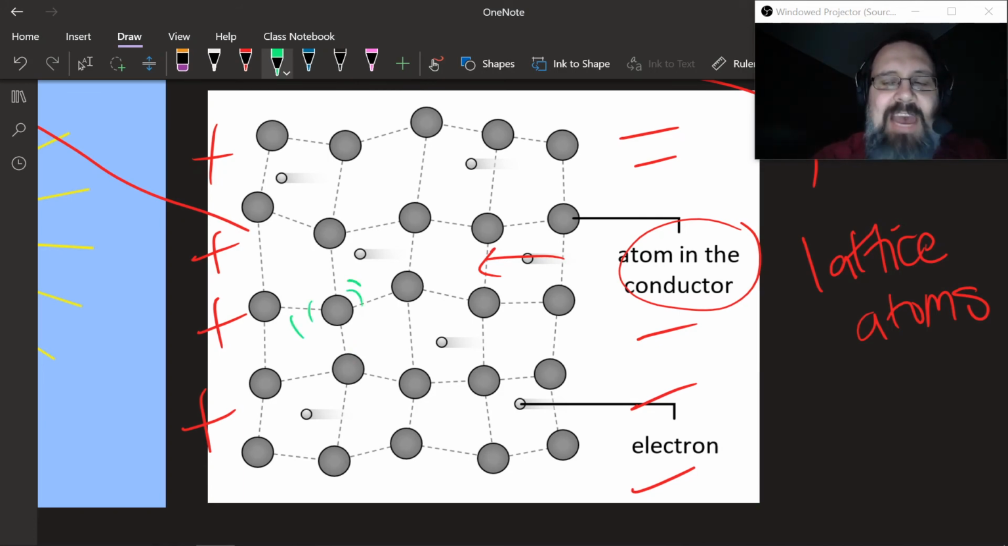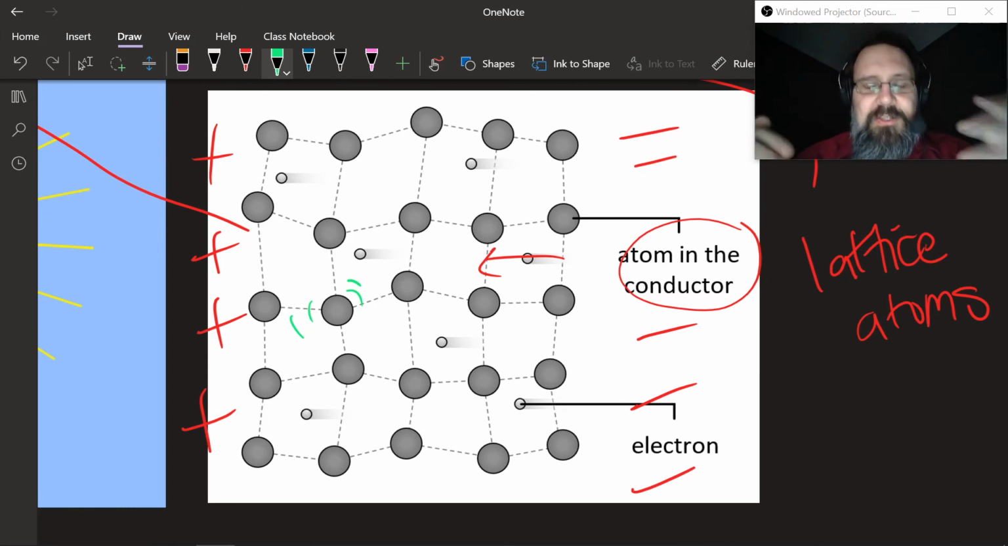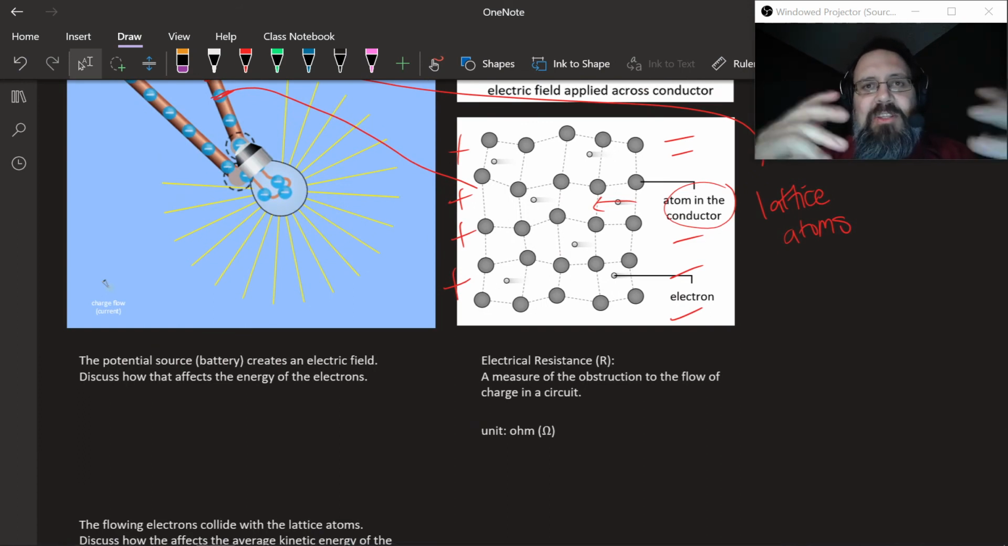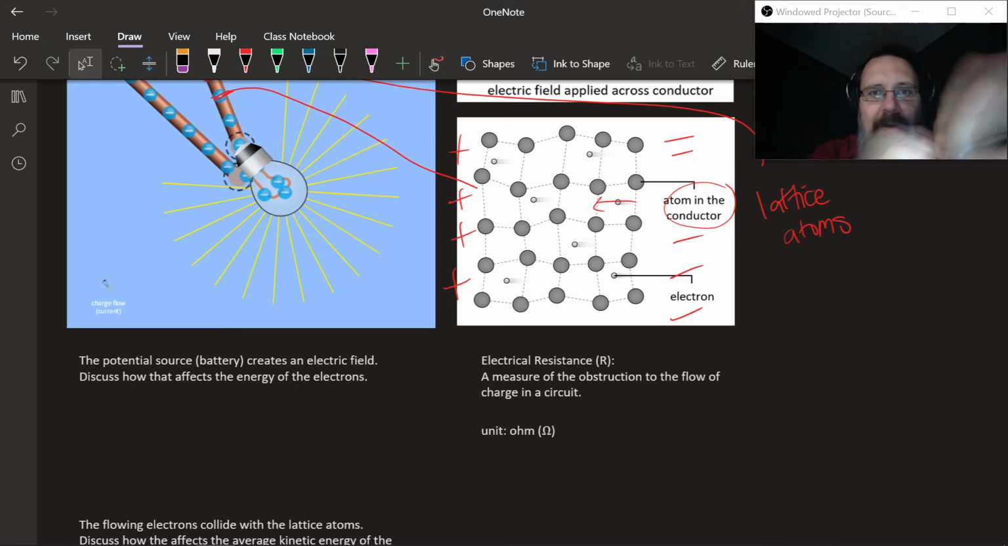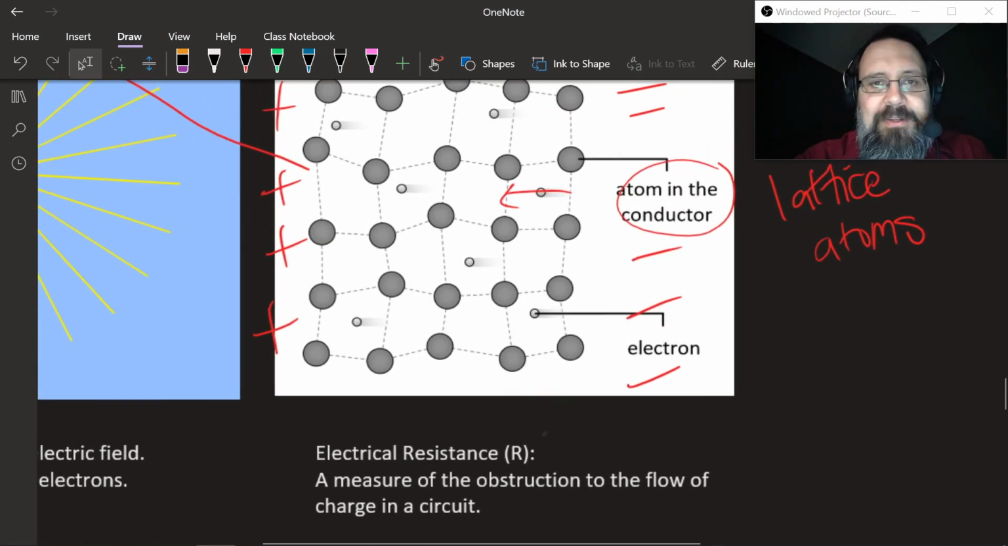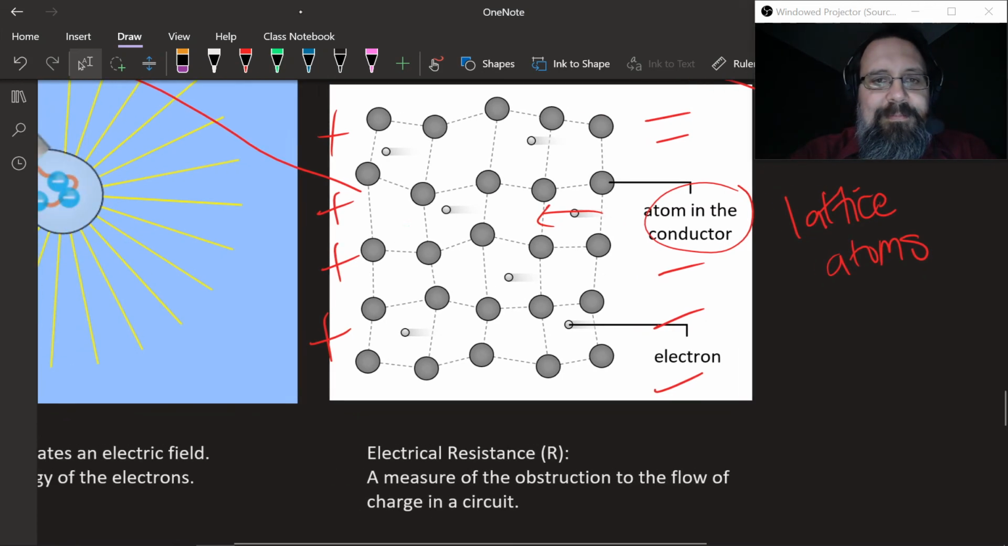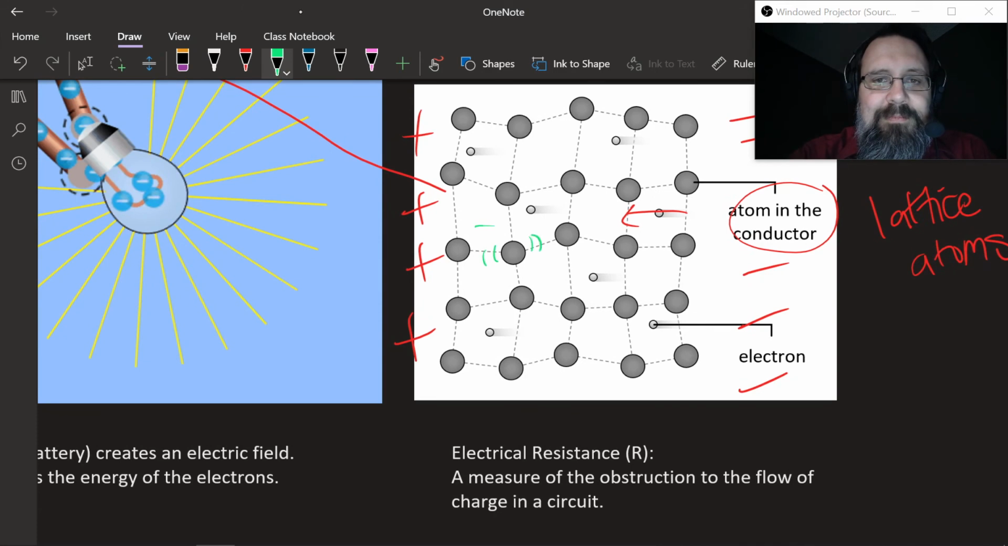So every time an electron bumps into a lattice atom, the lattice atom will start to vibrate more. It'll start to pick up more internal energy. And we know what happens to things when they start to vibrate more quickly. We know what happens to their temperature. So what's going to happen as these electrons knock into the wire? What will happen to the wire? Heat. It's going to get hotter.